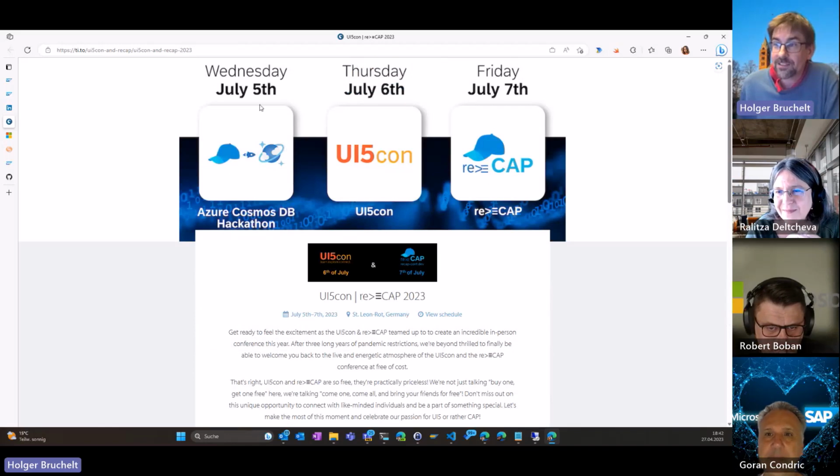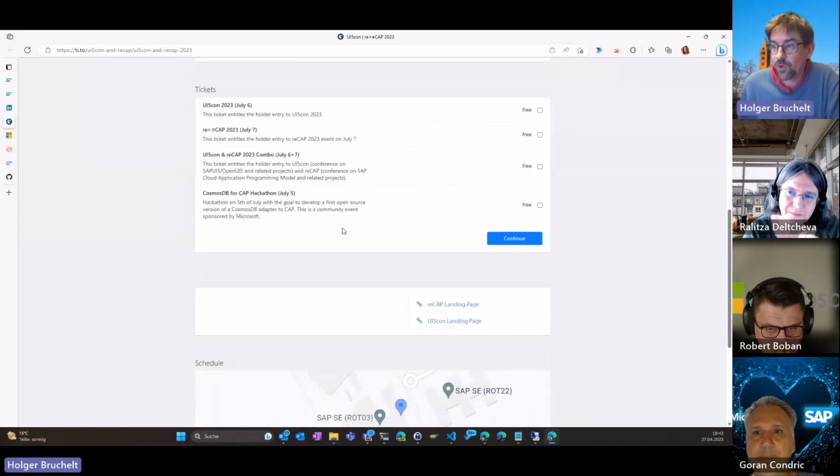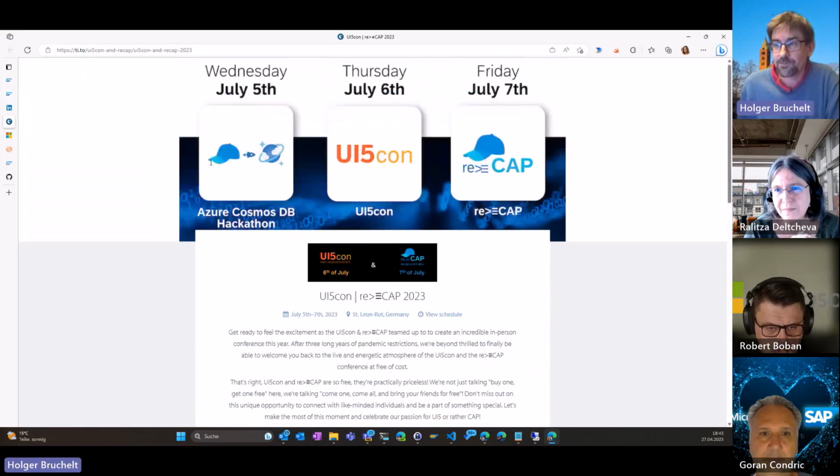What I want to highlight is that on Wednesday, and maybe there are some spaces left for the Wednesday hackathon, we have a hackathon to enable Azure Cosmos DB with CAP. So that when you develop a CAP, a cloud application programming application from SAP, you can also use Cosmos DB as a backing database. If this is not yet sold out, and if you are interested in Cosmos DB and CAP, then maybe you can sign up here as well.